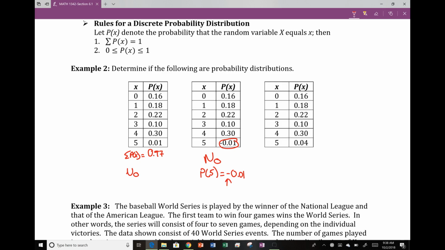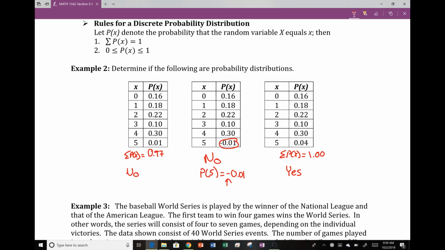Now let's look at this last one. Looking at the probabilities, I do not see any negatives. I also do not see anything over 1. So then I need to add it up. I need to get the sum of the probabilities. And in this particular case, it adds up to 1.00. So it adds up to 1. So yes, this one is a probability distribution.